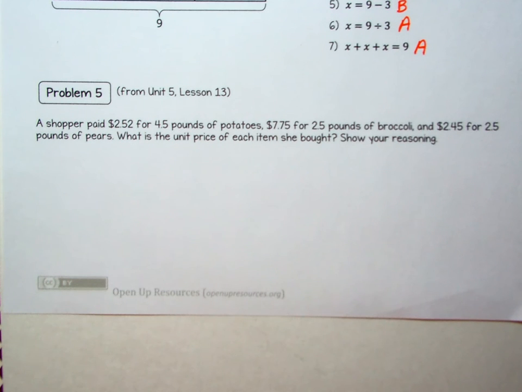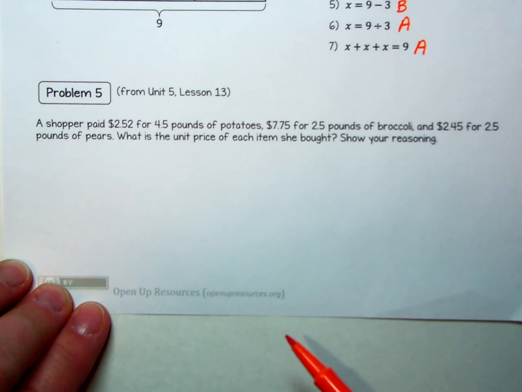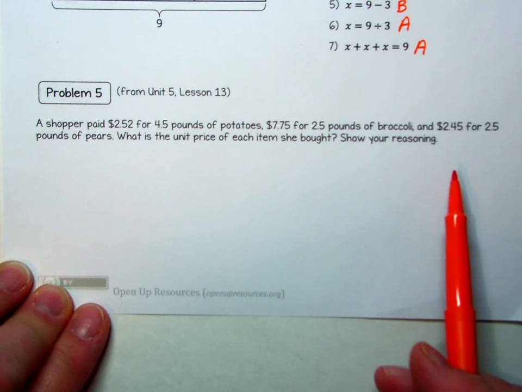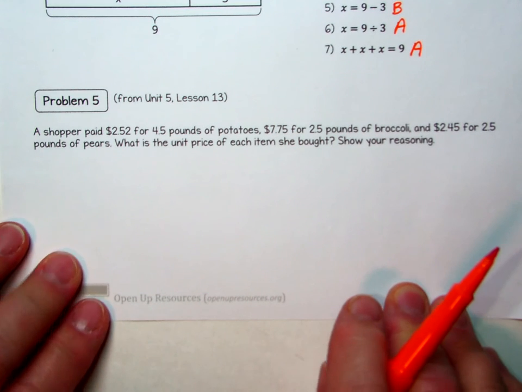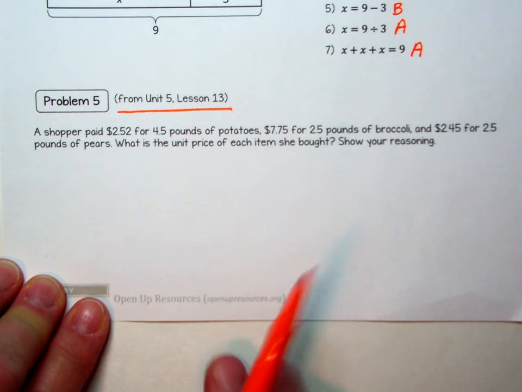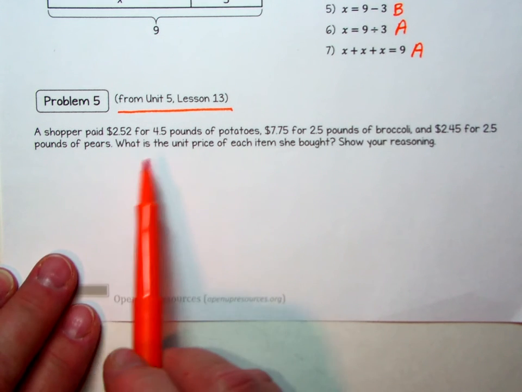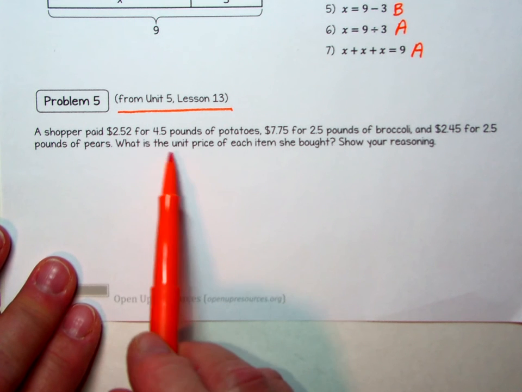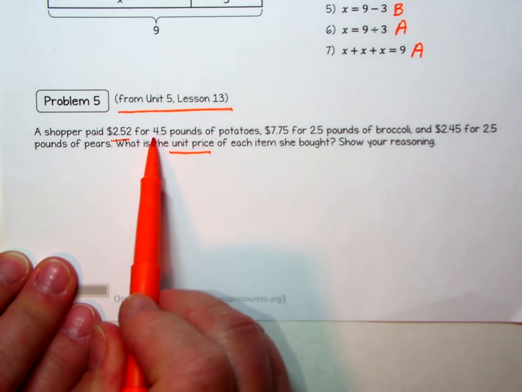All right, problem 5. A shopper paid $2.52 for 4.5 pounds of potatoes, $7.75 for 2.5 pounds of broccoli, and $2.45 for 2.5 pounds of pears. What is the unit price of each item she bought? Show your reasoning. So this is a throwback problem from Unit 5 on decimal arithmetic. So we're finding the unit price.